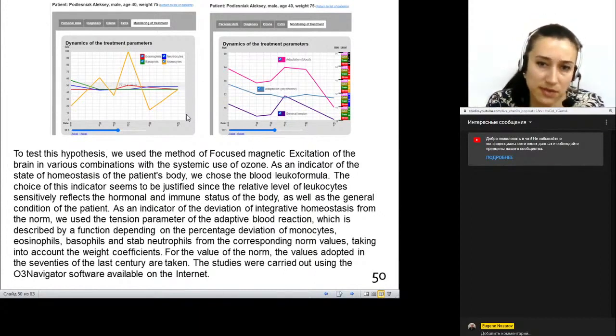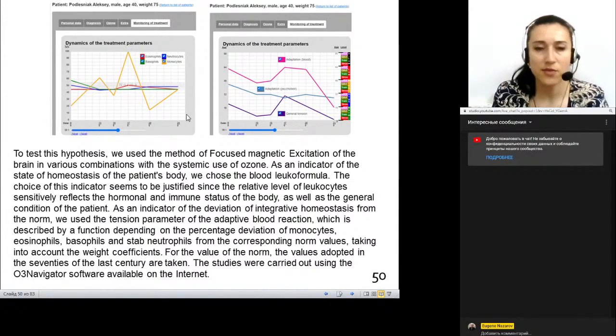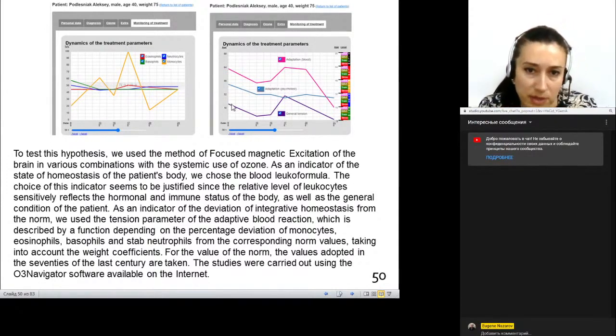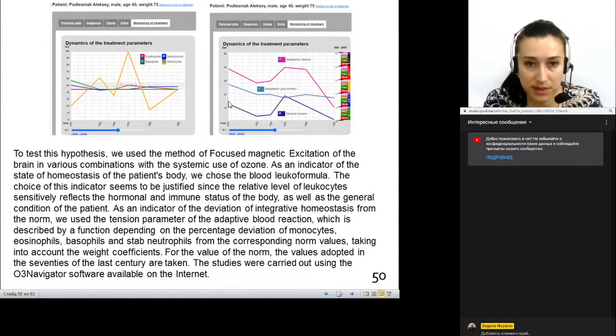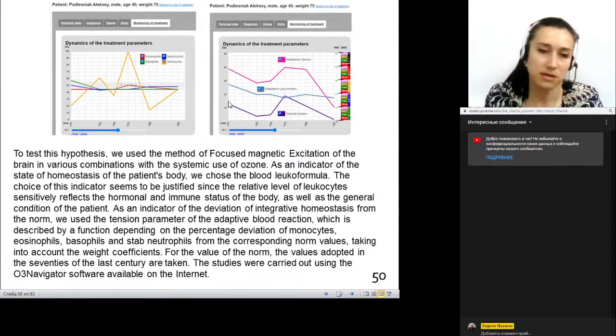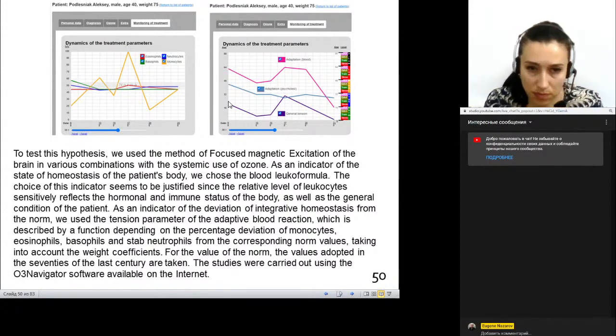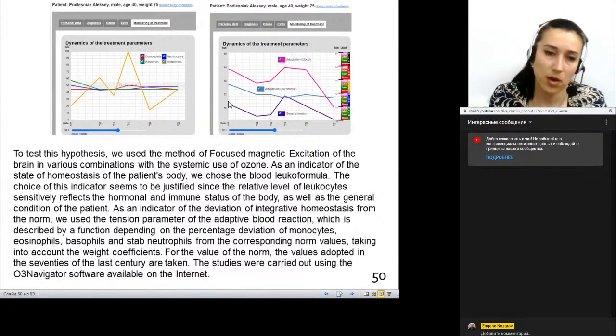As an indicator of the deviation of integrative homeostasis from the norm, we used the tension parameter of the adaptive blood reaction, which is described by a function depending on the percentage deviation of monocytes, eosinophils, basophils, and the stab neutrophils from the corresponding norm values, also taking into consideration the weight coefficients. For the value of the norm, the values adopted in the sensitives of the last century are taken. The studies were carried out using the O3 software available on the internet.